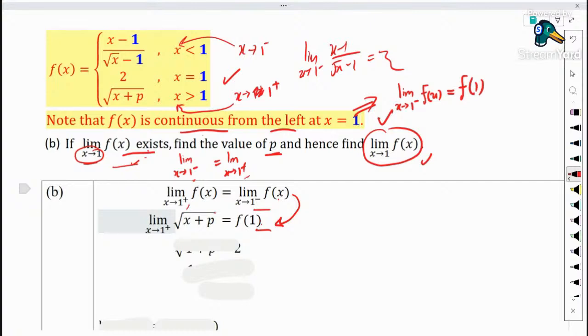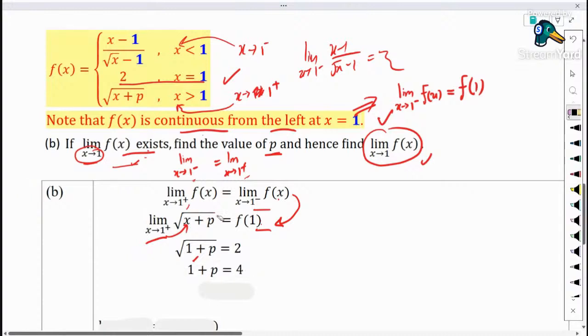And what is f(1)? We can get it easily from the function value, 2. Whereas for this limit here, we can do direct substitution. Square both sides, and we get p equals 3. So this is how we get the answer for p. In this part, you need to know how to work smart to get the answer fast enough, and I don't simply do substitutions just because the information tells us to.